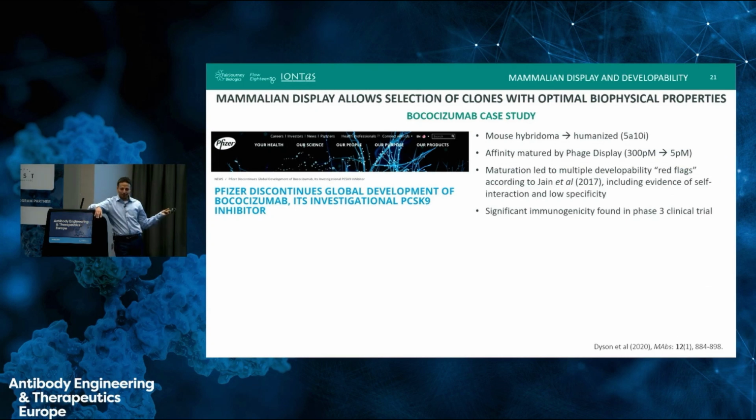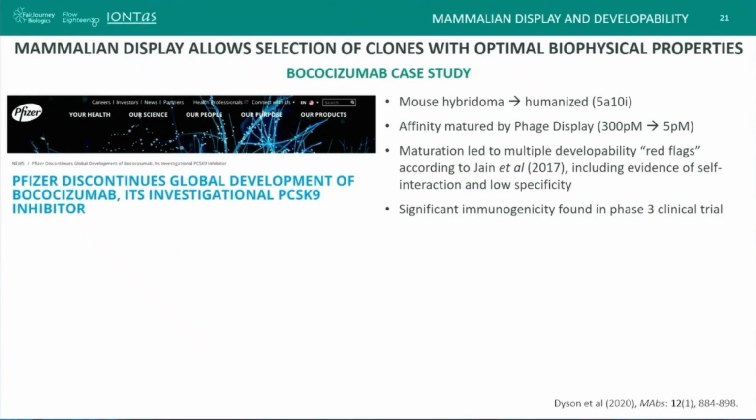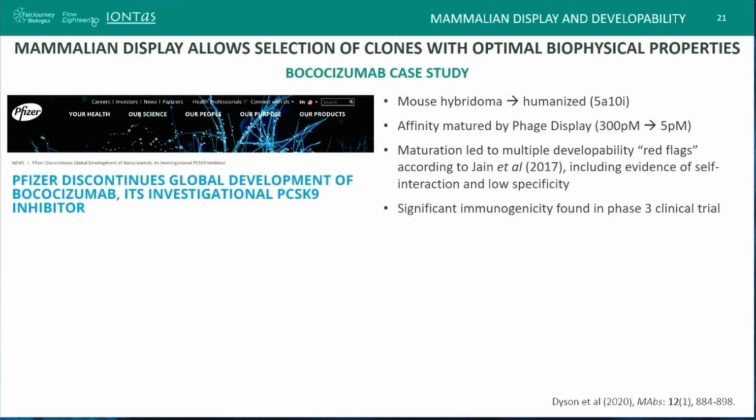addressed that in everyone's favorite example of a problematic antibody, bococizumab. I'm sure everyone here is aware this was a high-profile phase 3 clinical trial failure. For a bit of context, it started life as a mouse hybridoma, was humanized to a molecule called 5-AE10I, which I'll show you as a control later. This was matured by phage display, taking the affinity from 300 picomolar down to 5 picomolar, but in doing so introduced some biophysical problems reported by Jane et al.